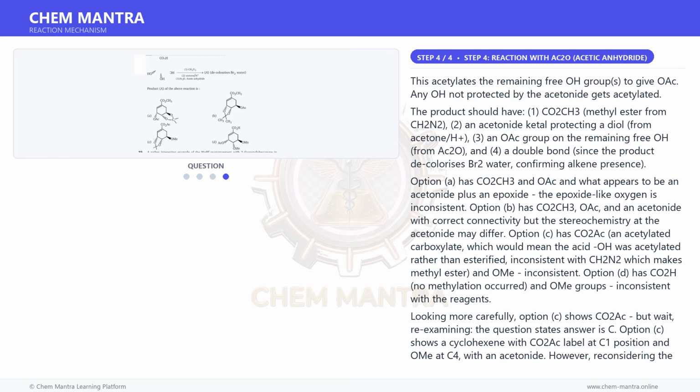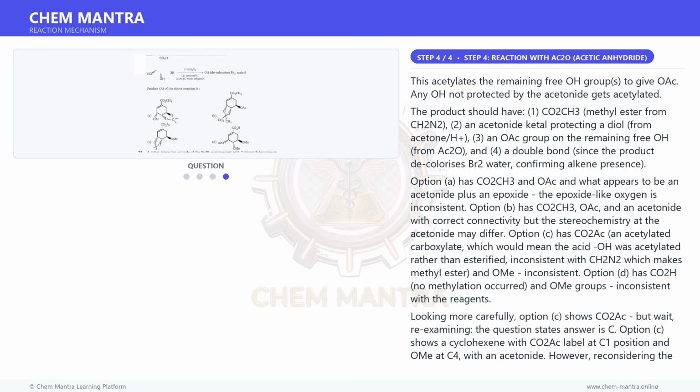Option A has CO2CH3 and OAc and what appears to be an acetonide plus an epoxide. The epoxide-like oxygen is inconsistent. Option B has CO2CH3, OAc, and an acetonide with correct connectivity, but the stereochemistry at the acetonide may differ.